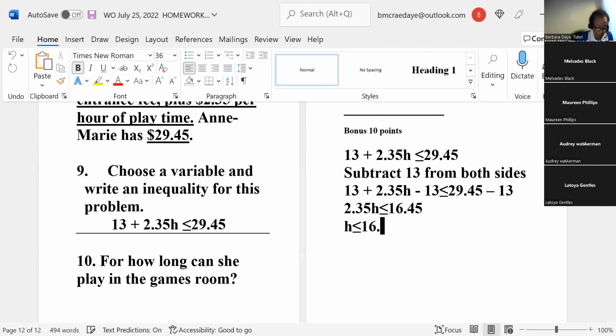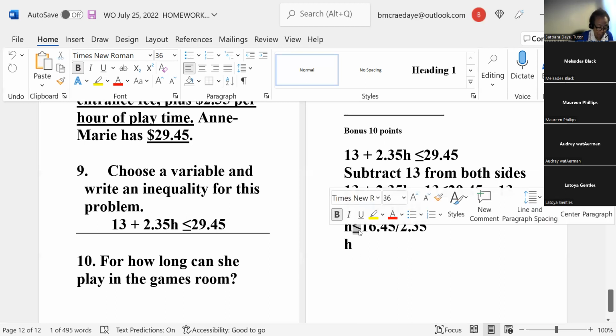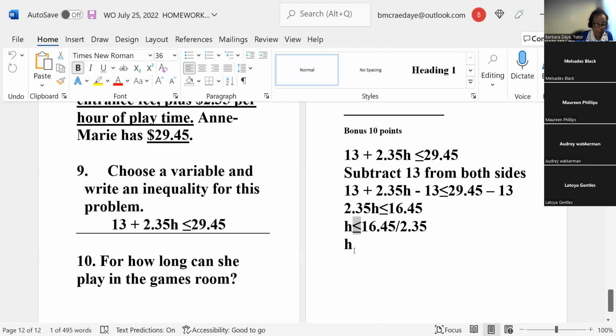$16.45 divided by the 2.35. And that's where you got the 7, right? Yeah. Okay. So she got H less than or equal to 7. That comes out to 7.